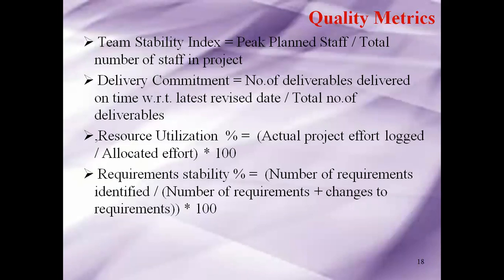So you know that the number of requirements has already been identified, because you know that the critical mass line is there. Above those only we have taken the features. The number of requirements plus changes to the requirements, the total number of requirements which was there plus changes, the scope has changed. So the changes to requirements will give you the total number. So requirement stability is again a very important thing.